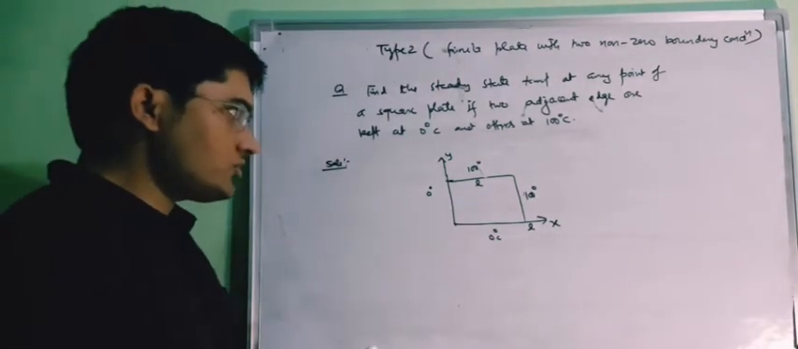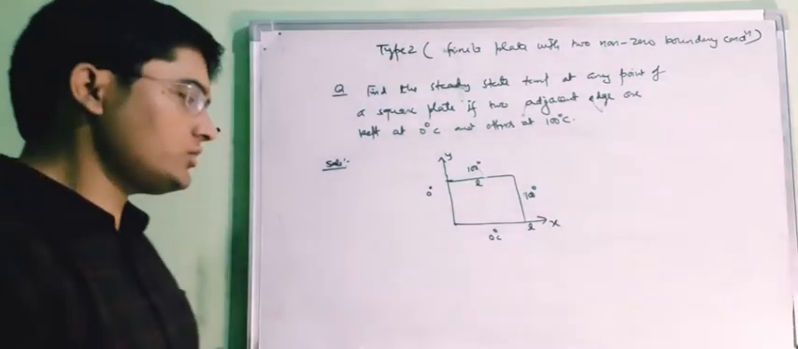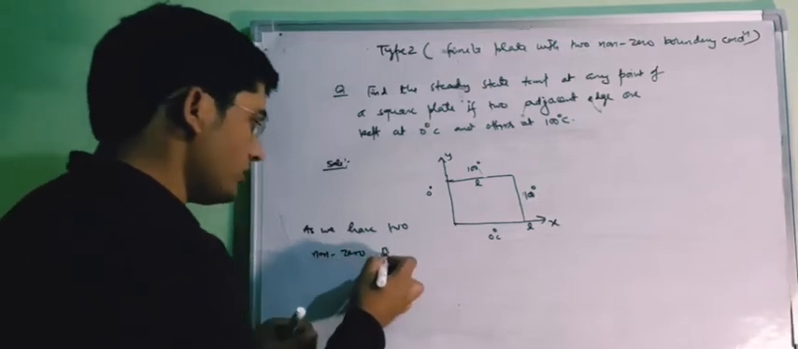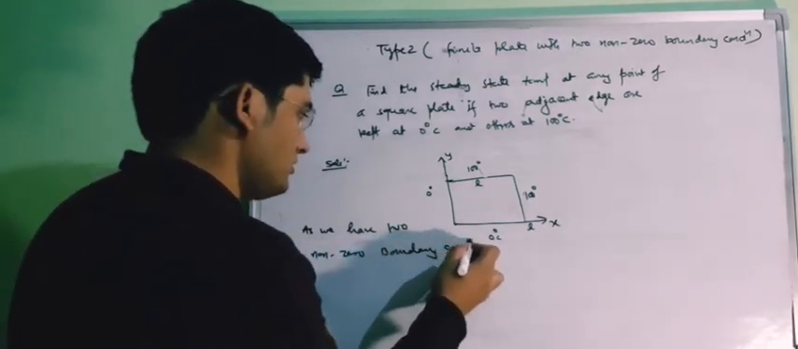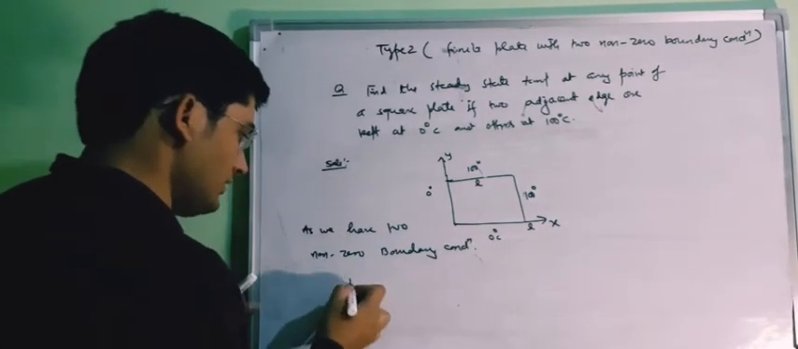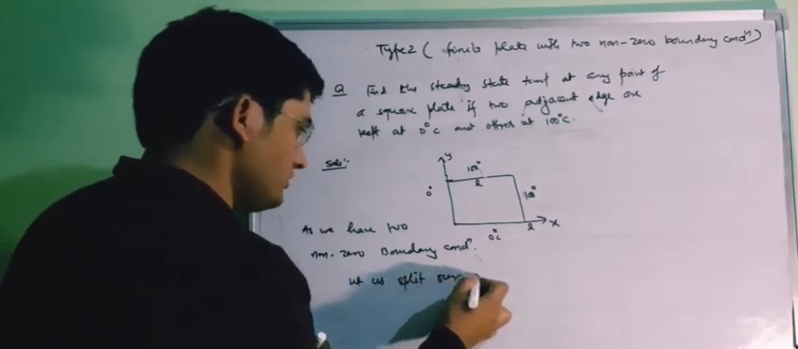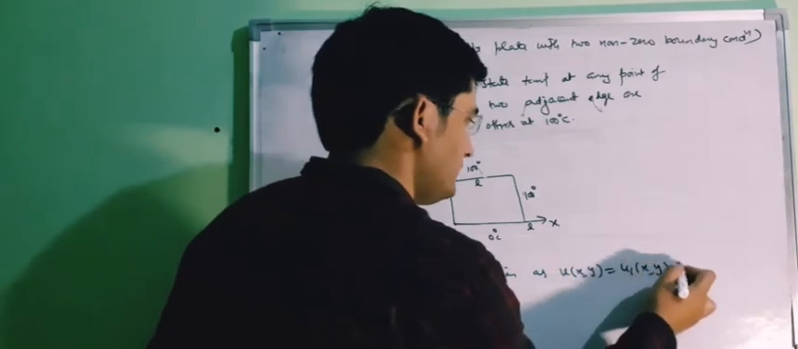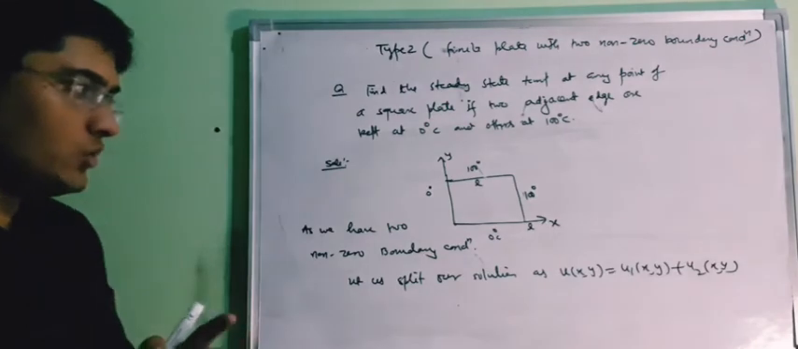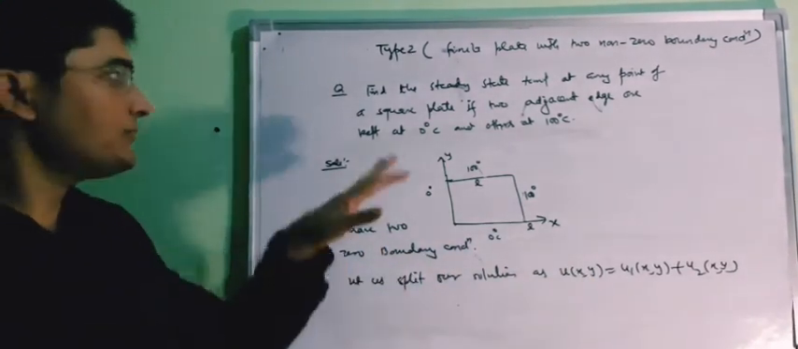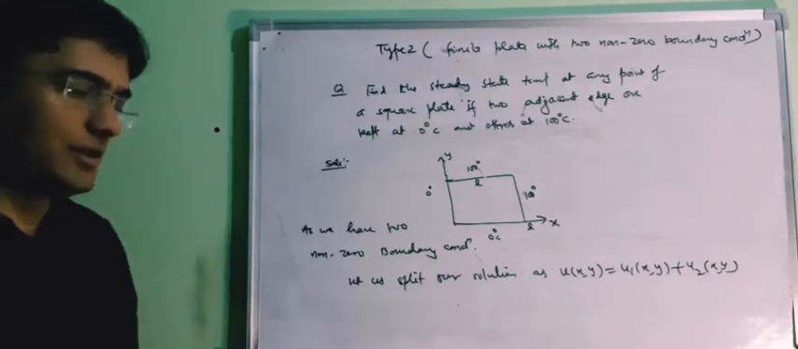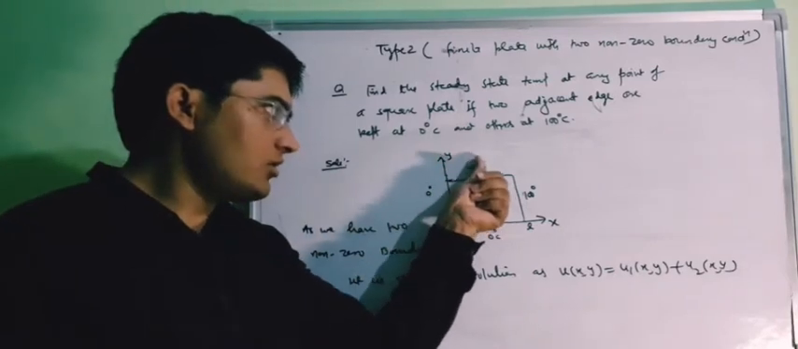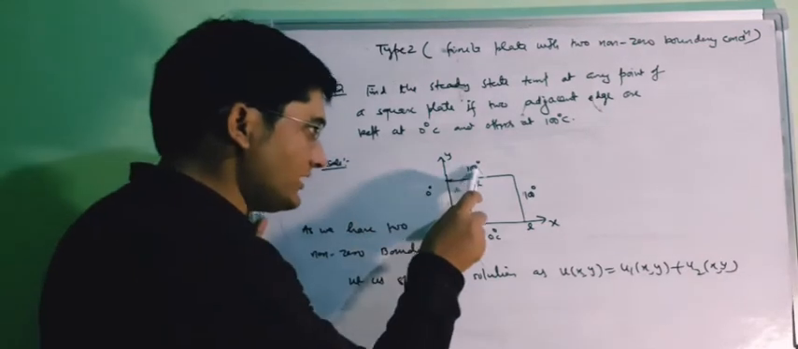Now to solve this question, let us split our solution in two cases. As we have two non-zero boundary conditions, let us split our solution as u(x,y) equal to u1(x,y) plus u2(x,y). Now u1(x,y) is the solution of your Laplace equation. Steady state solution means the solution of the Laplace equation. Now u1(x,y) will be the solution when the temperature of this edge is 0, and in that case we will have three edges with 0 degree centigrade.